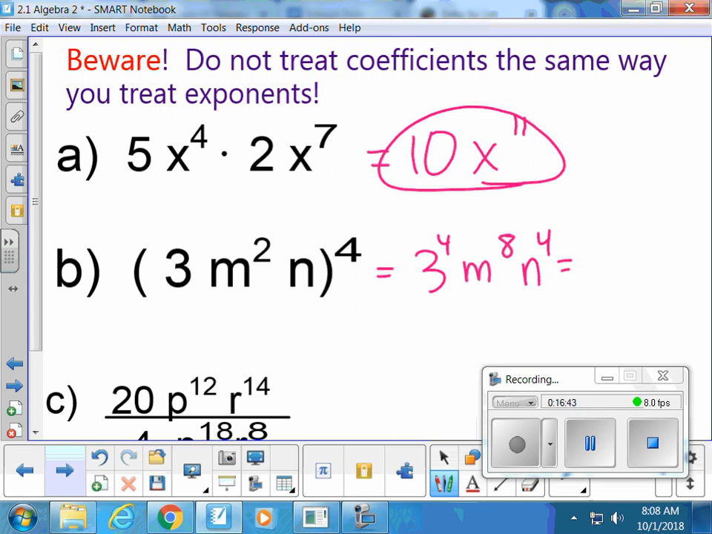No, 3 times 3 is 9. 3 times 3 is 9. 9 and 9 is 81. 81. When you said 27, you did 3 to the 3rd. Yeah. You're just missing 1 three. Whoops.